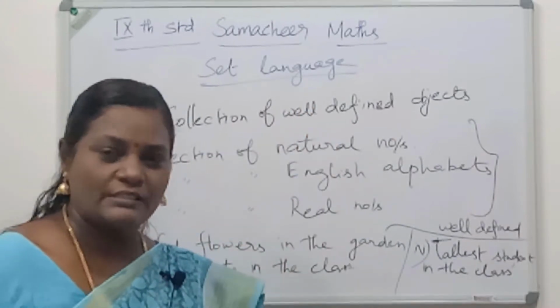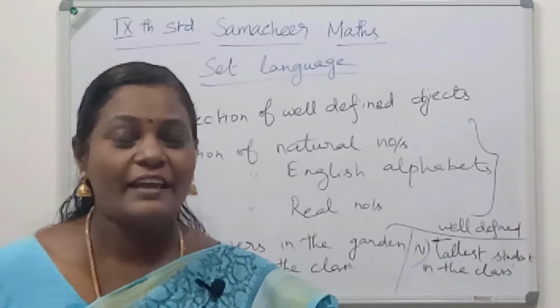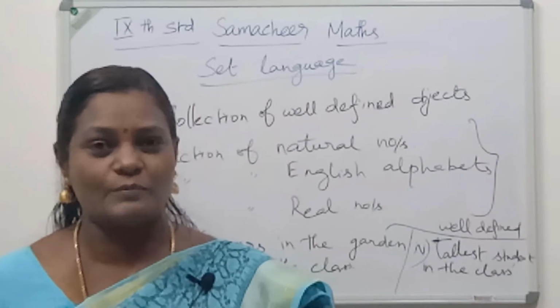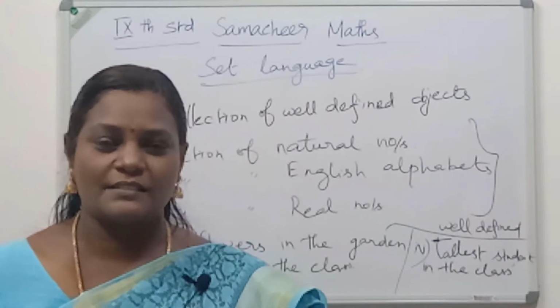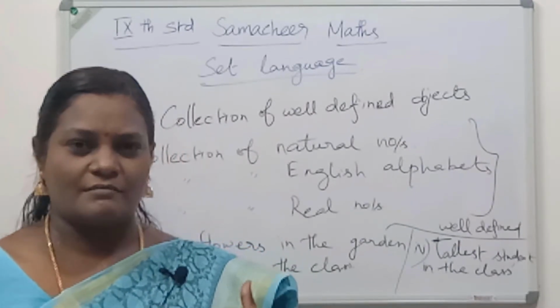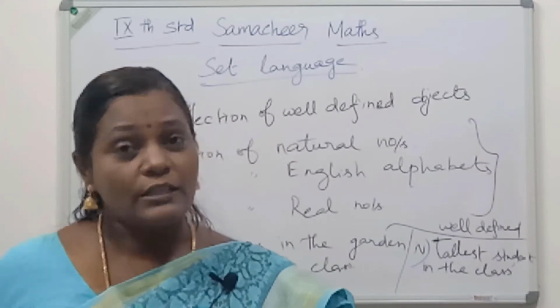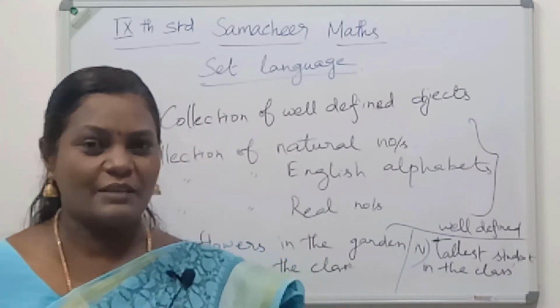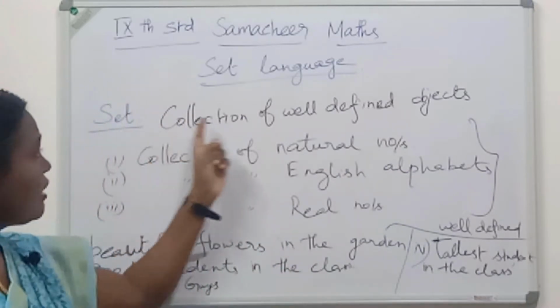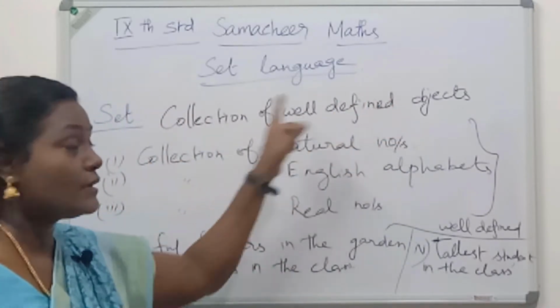What is set language? Set language is a mathematical way of representing a collection of objects. Here, what is a set? A collection of objects is a set. Can we say every collection is a set? No, we can't, because a collection of well-defined objects is called a set.